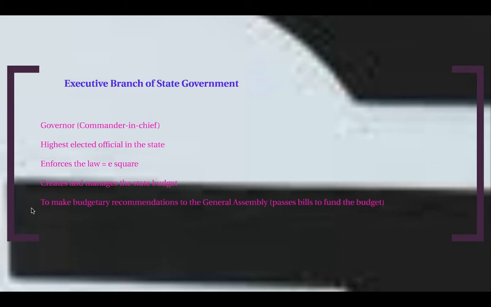The General Assembly has to pass budgetary recommendations by the governor. So make sure that you understand that. Now, the General Assembly passes bills in order to fund the budget that the governor has set up. So it's the General Assembly's responsibility to make sure that they have the bills passed that they need in order to fund the budget. But the governor makes budgetary recommendations to the General Assembly.